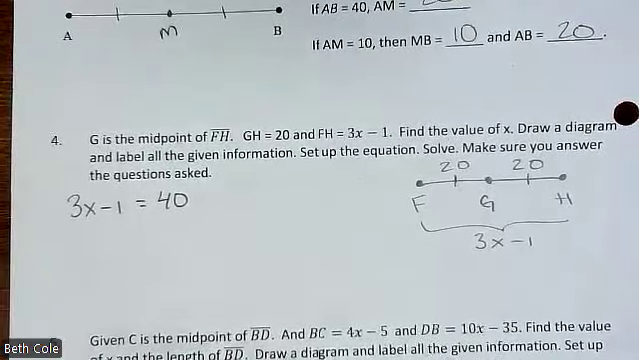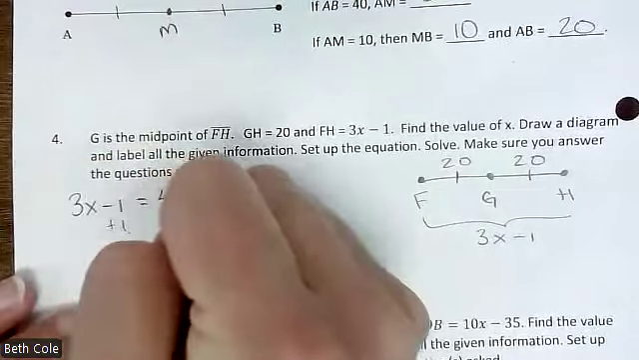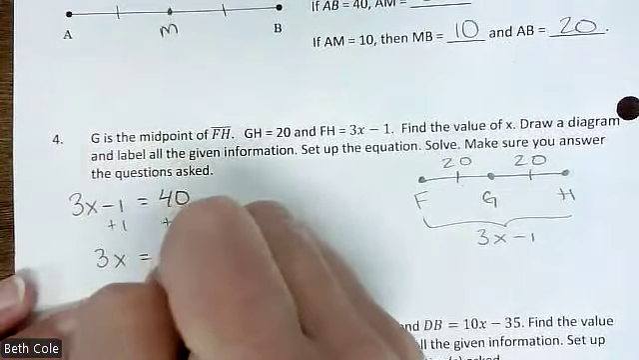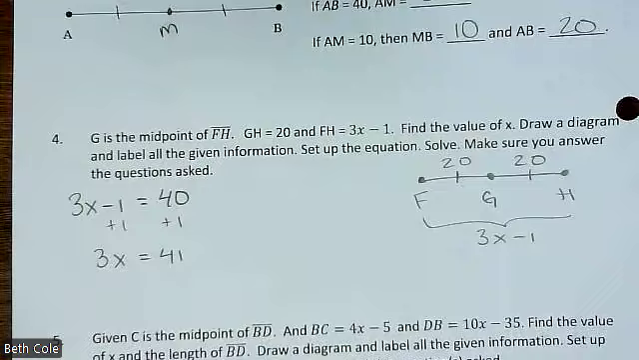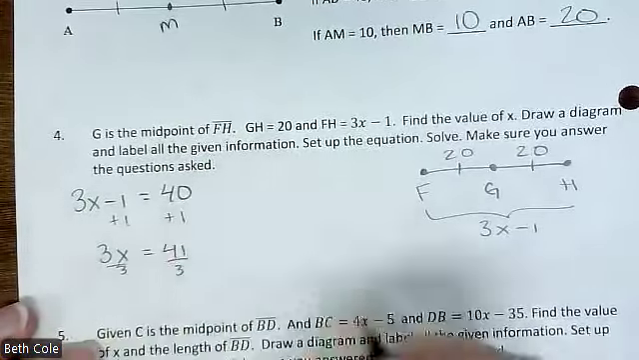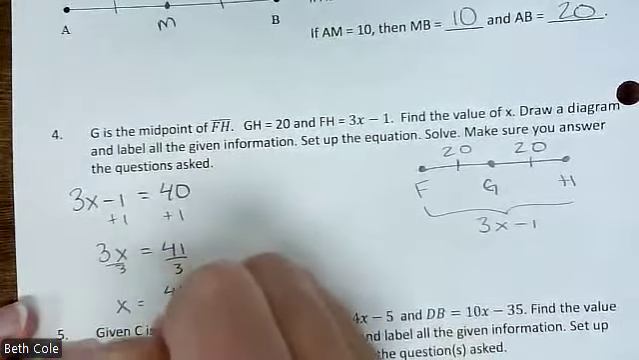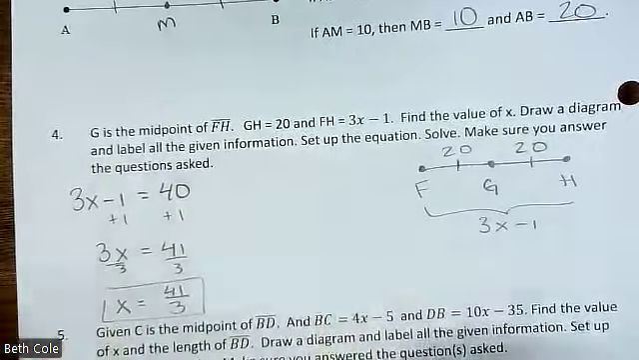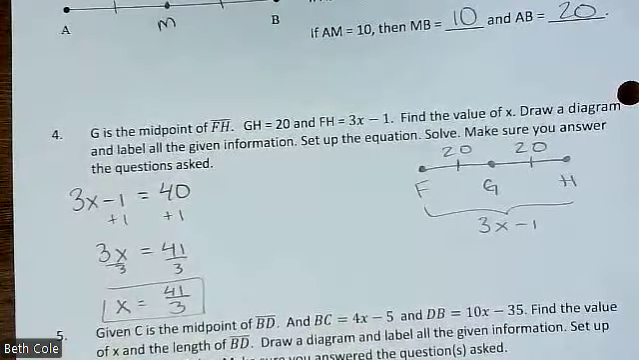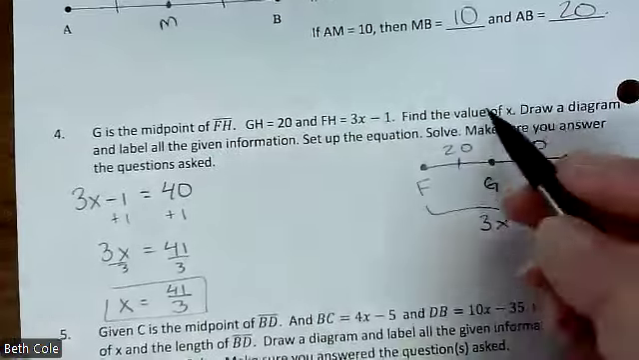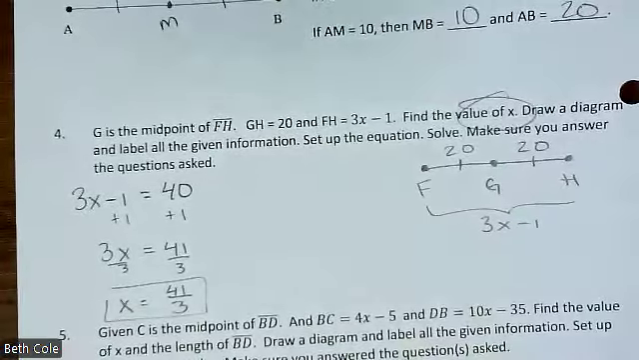So what would you do to both sides? Yeah, plus 1. 3x equals 41. Divide by 3. Now that doesn't divide nicely, so I'm going to just leave it as 41 over 3. And we're going to just stop there. I think it just says find x. I wouldn't want to try and plug 41 thirds back into something.